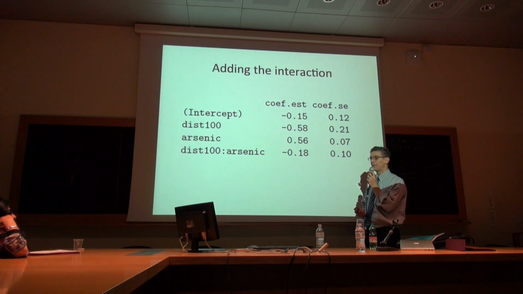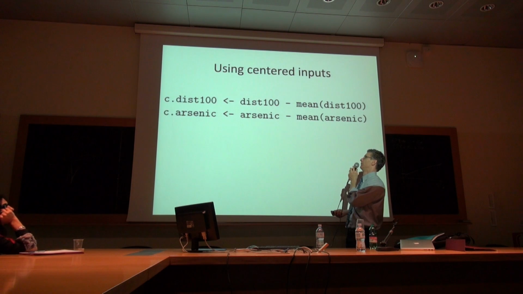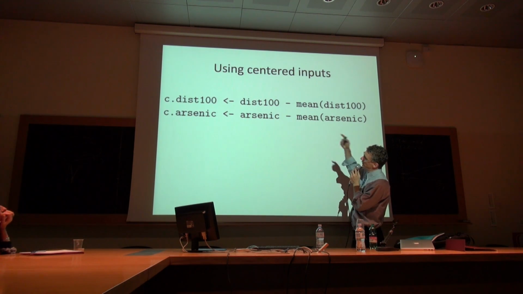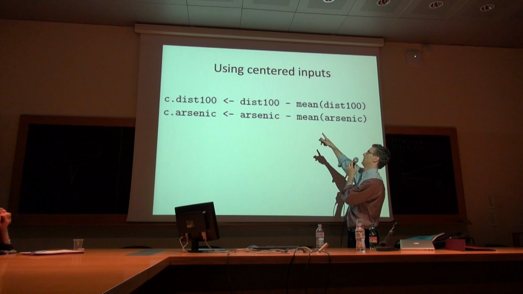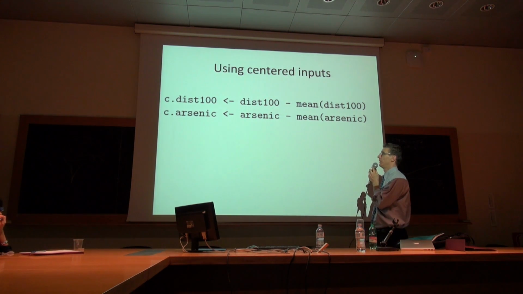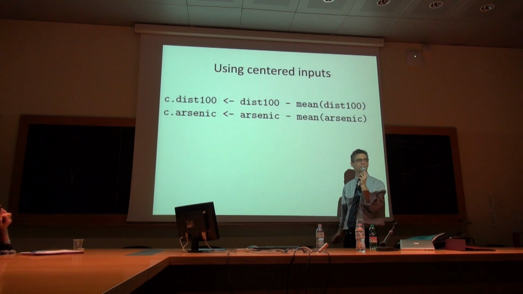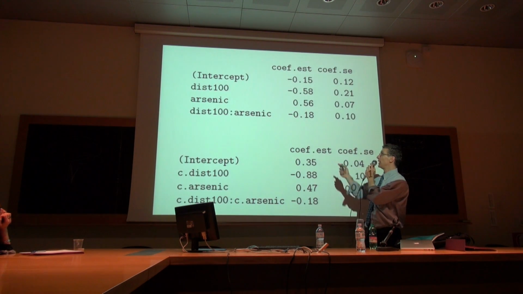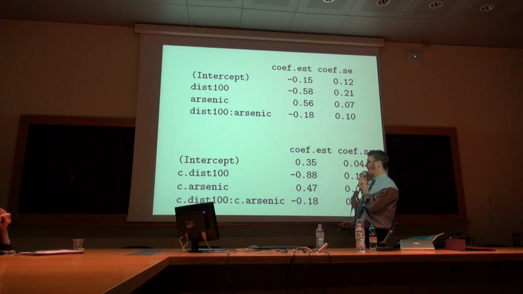So whenever you have a model with interactions, you want to center the predictors first. So I created a new variable where I took distance and I subtracted its mean. I took arsenic and subtracted its mean. So these C stands for centered, so they're centered variables. Then I made a new model here. Now I can interpret this.